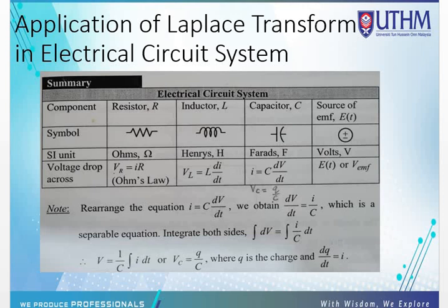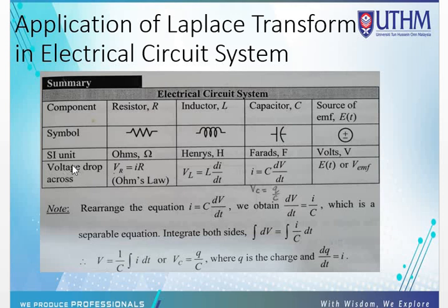Before we can discuss the circuit in two different ways, first of all, we must know what the basic components in this circuit network are. The basic electrical circuit system consists of the resistor, inductor, capacitor, and the source. This is the symbol for the resistor, inductor, capacitor, and the source. The SI unit for the resistor is ohm, for the inductor is henry (H), for the capacitor is farad, and for the source is volts.